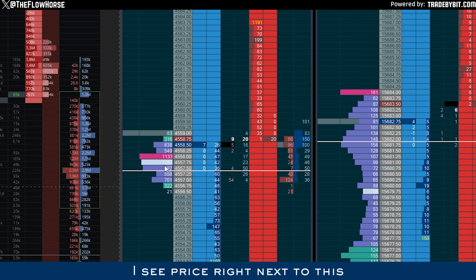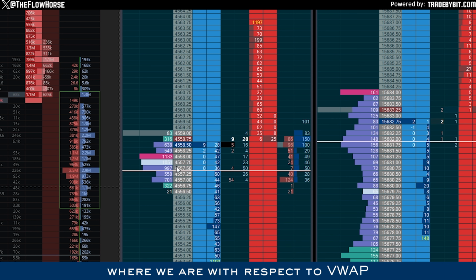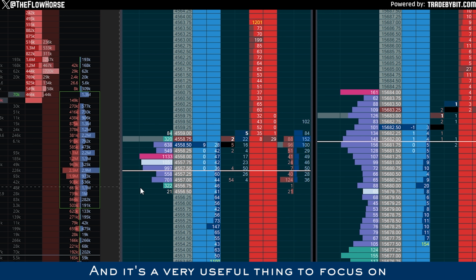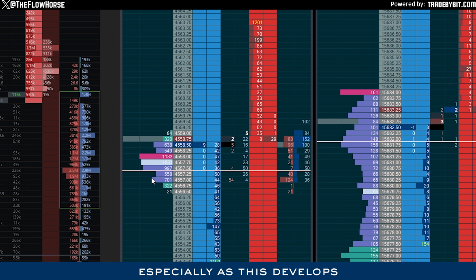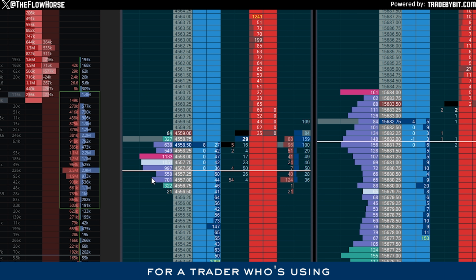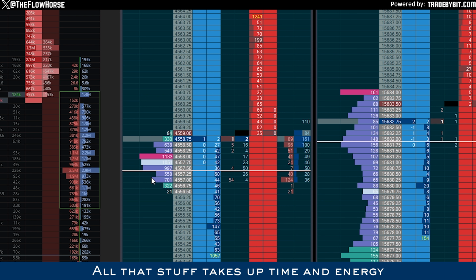So right away, I see price right next to this. I get an idea of where we are with respect to the POC, where we are with respect to VWAP, where we are with respect to value, what direction we're building in. And it's a very useful thing to focus on, especially as it's developed throughout the day. Just not having to look and swivel your head can be very meaningful for a trader who's using their discretion and point and clicking, right? All that stuff takes up time and energy.